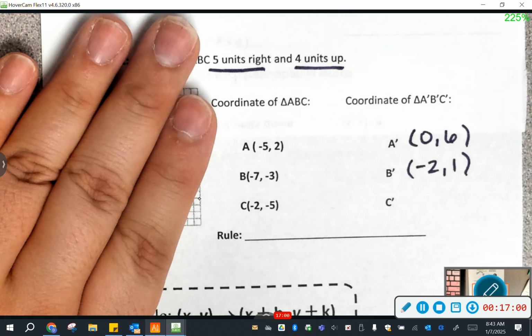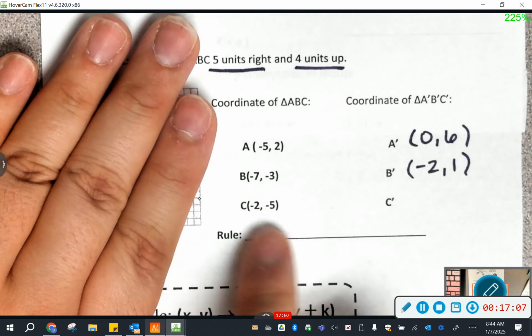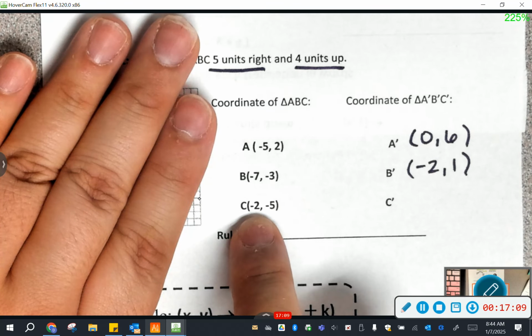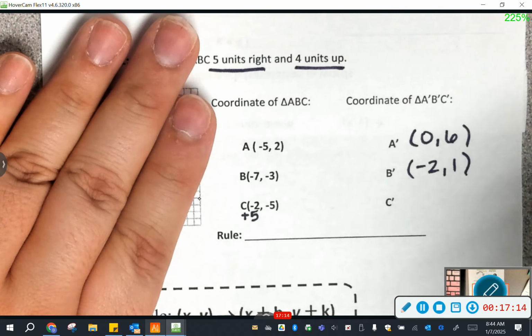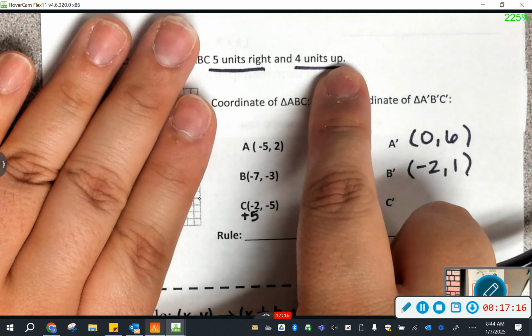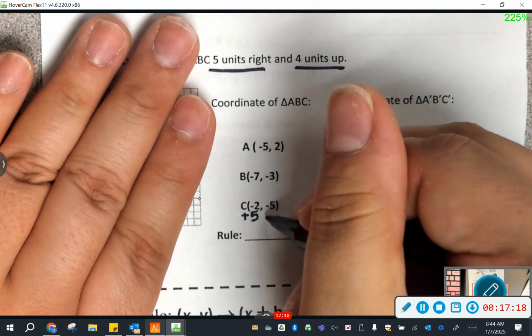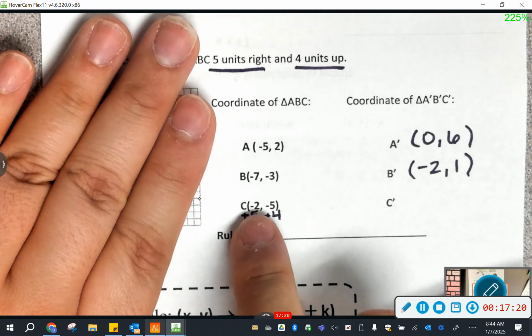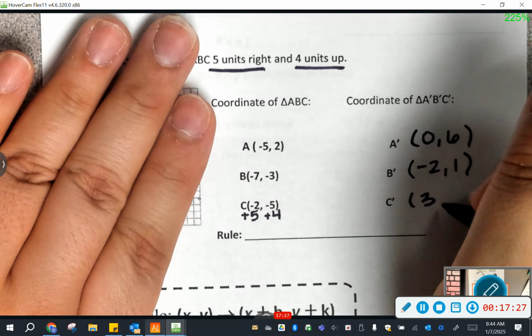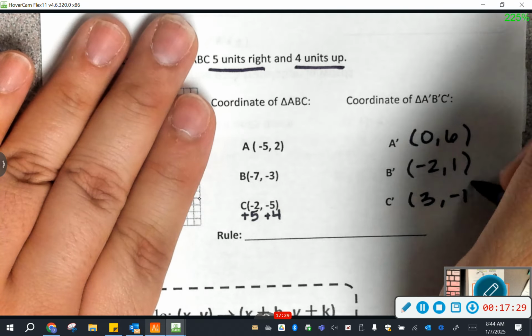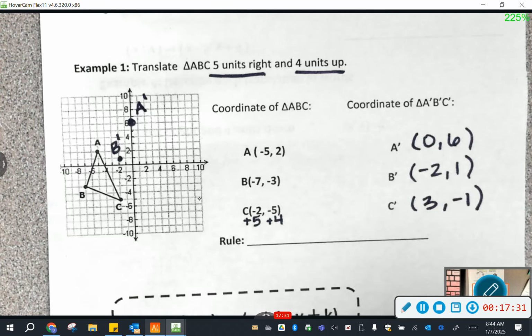Can I do this without a picture? Yes. How? You can just give them the point. I gave you this point. How do I go 5 right? I can add 5. How do I go up 4? Add 4. What is negative 2 plus 5? 3. What is negative 5 plus 4? Negative 1.